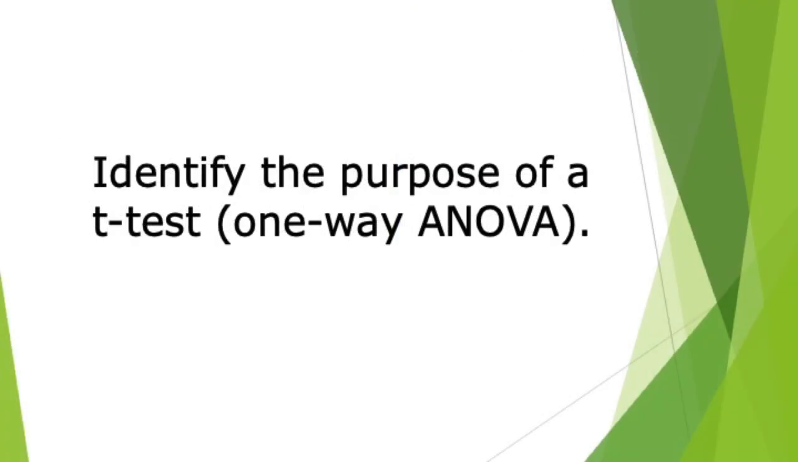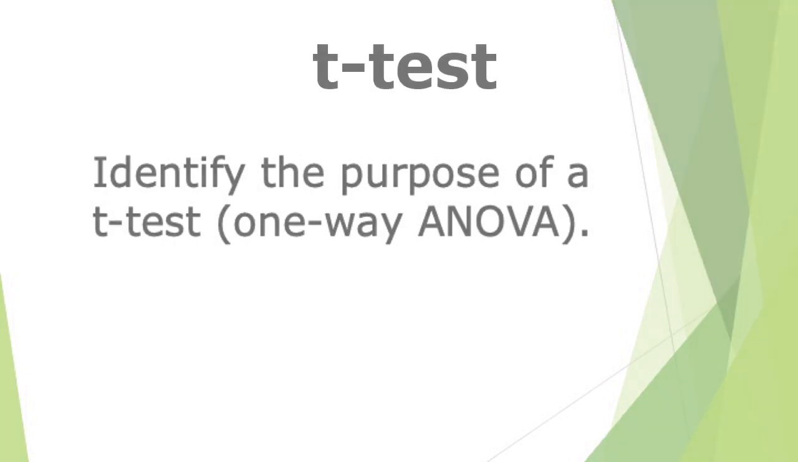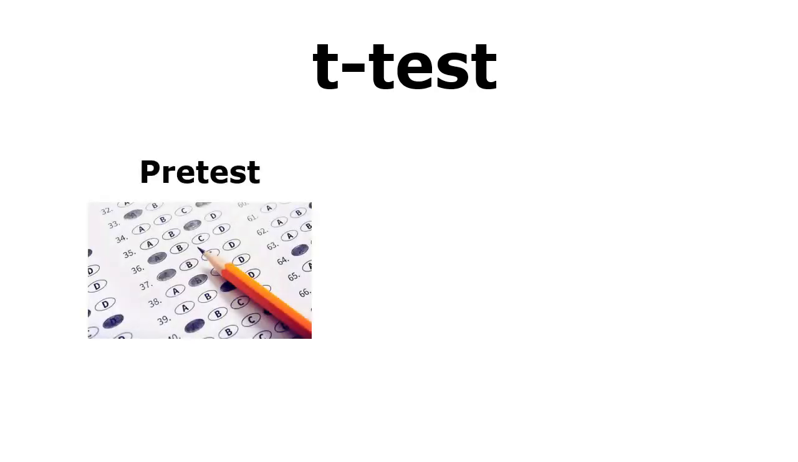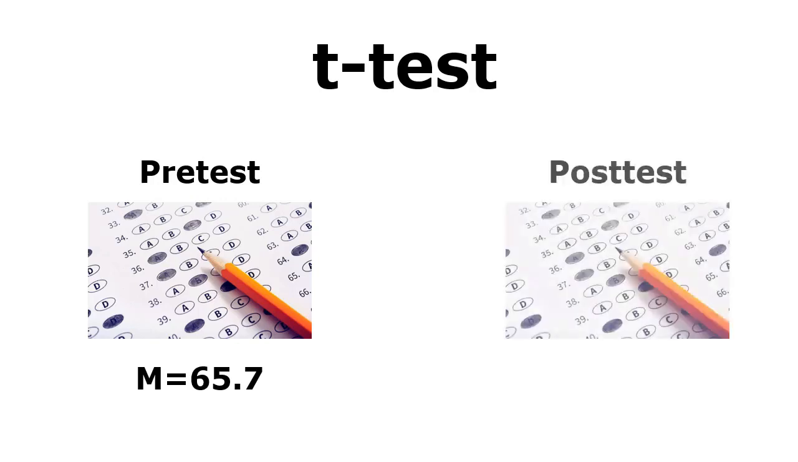You should be able to identify the purpose of a t-test, or it's also called a one-way analysis of variance. So the t-test examines whether the means of two groups are statistically different from each other. Statistical significance is the likelihood that differences are not the result of either a sampling error or chance. The use of a t-test, something that I use regularly, is to try and determine whether or not changes between a pretest and a post-test are real. Suppose you gave a pretest and you had a mean of 65.7 on the pretest, then you gave a post-test and the mean was 72.3.